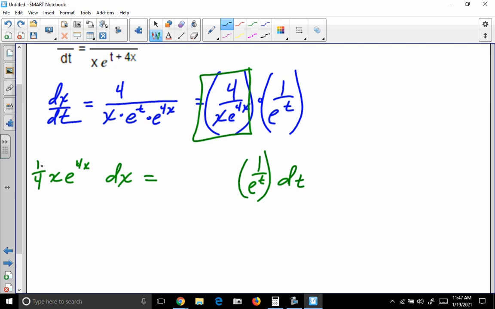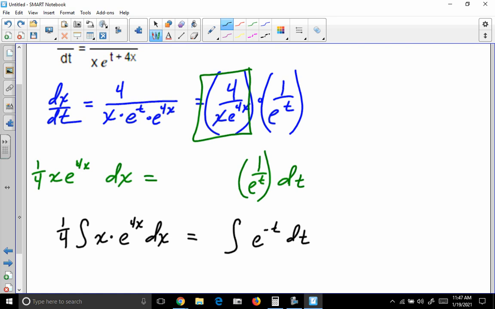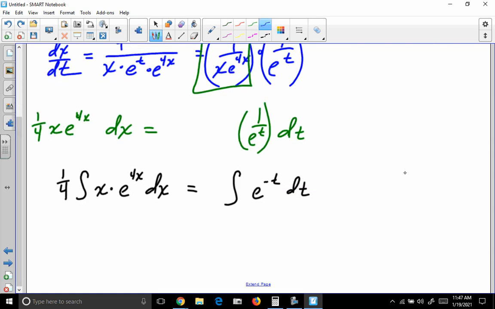So a couple of things out front. Let's leave the 1/4 out front of the integral, and let's write this x e to the 4x dx. On the other side, let's call that e to the negative t dt. And let's integrate the right side first. Remember that to integrate e to the u du, that integrates into e to the u plus c.